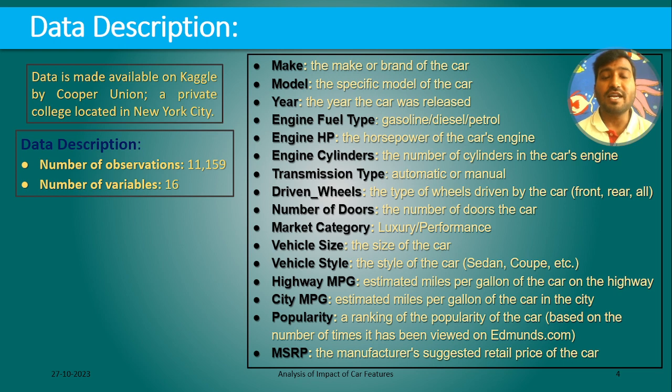brand name, brand model name, year in which it was released, the engine fuel type, engine HP, engine cylinders, transmission type, driven wheels, number of doors, market category, vehicle size, vehicle style, highway miles per gallon, that is the mileage, city mileage, popularity of the car, and the MSRP, the manufacturer suggested retail price.